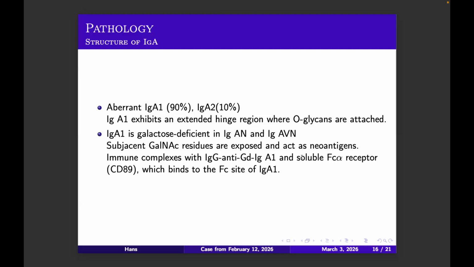Now, in IgA nephritis and vascular nephritis, we have seen that the IgA hinge region is galactose deficient. And this means that underlying carbohydrates are now being exposed, which are normally not exposed to the immune system. And that can give rise to anti-IgA1 antibodies.